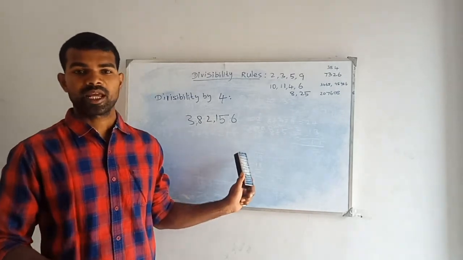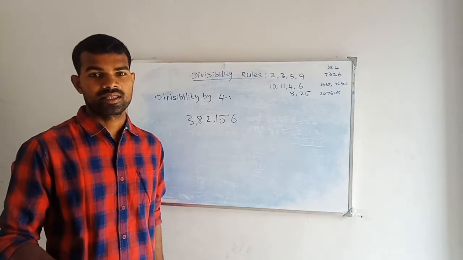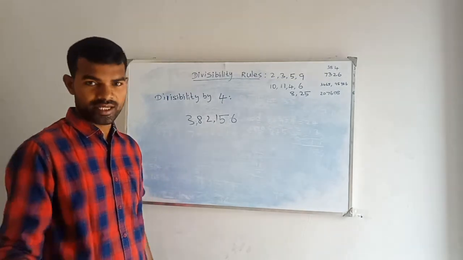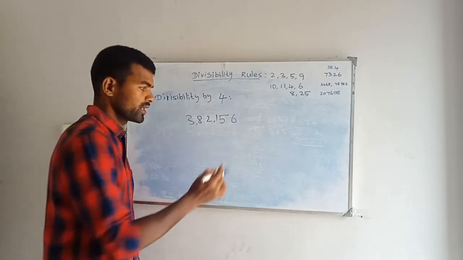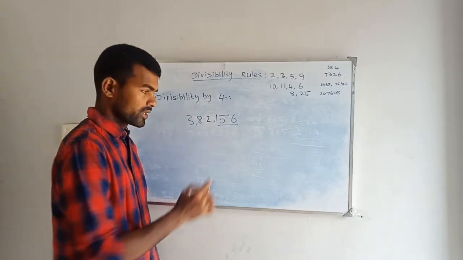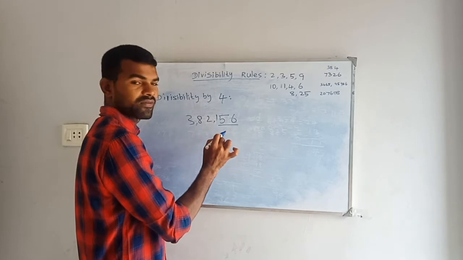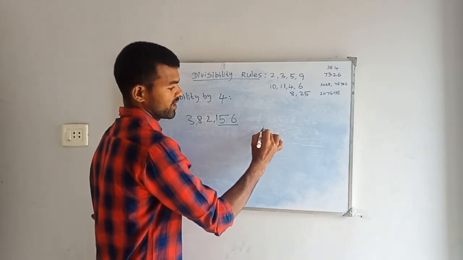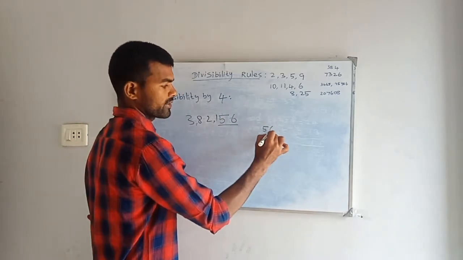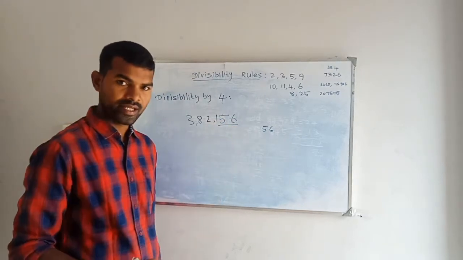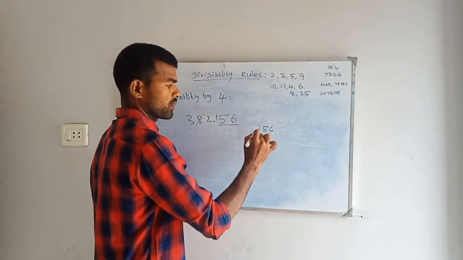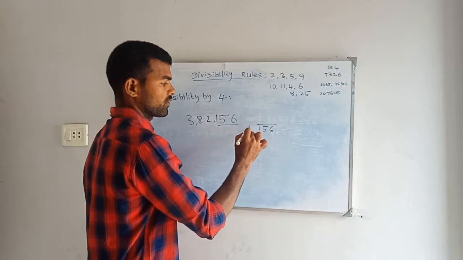3,82,156. Can this number be divided by 4 or not? This is the question. To check this, what do you have to do? You have to take the last two digits, the tens digit and the ones digit. The tens place is 5 and the ones place is 6. Take the tens place and ones place, and divide this two-digit number by 4.